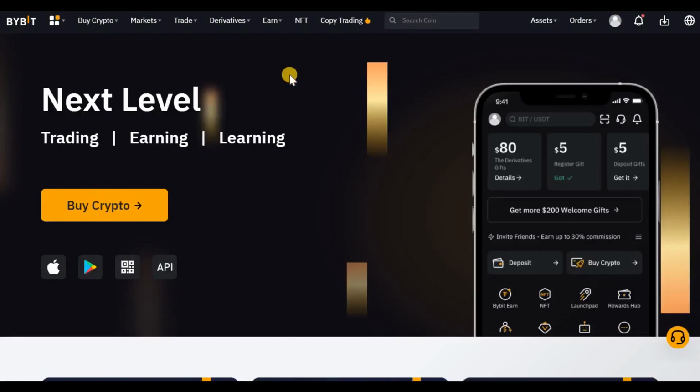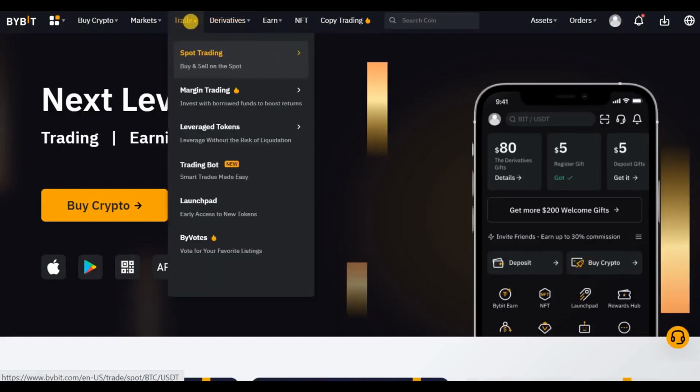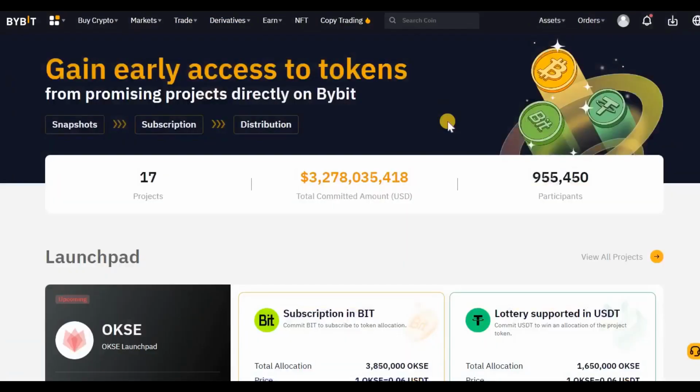To do this, I would have to go over to this section right here and select the Bybit Launchpad. You click on this. In this section, you can easily get into new projects before they get listed on any exchange. I am going to show you how to buy at a very low price and sell at a greater price in a short period of time.